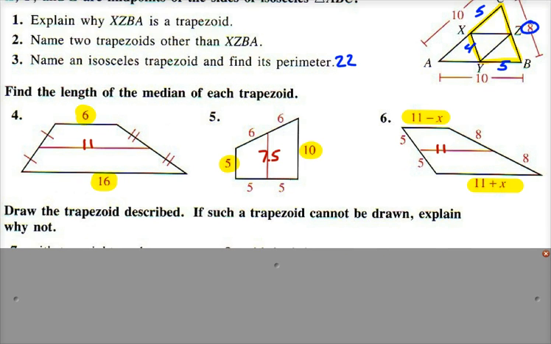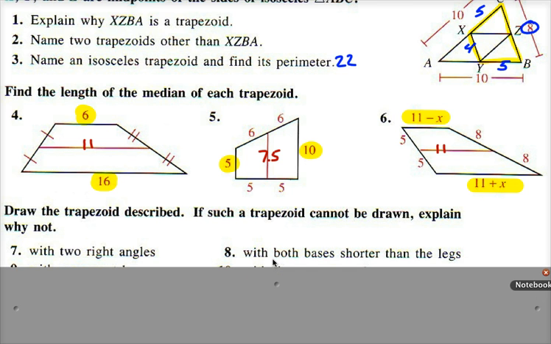Next set of problems. Draw the trapezoid described. If such a trapezoid cannot be drawn, explain why not. So number 7, a trapezoid with 2 right angles. So let's see, a trapezoid with 2 right angles could look something like this, where I still have the top and bottom parallel.